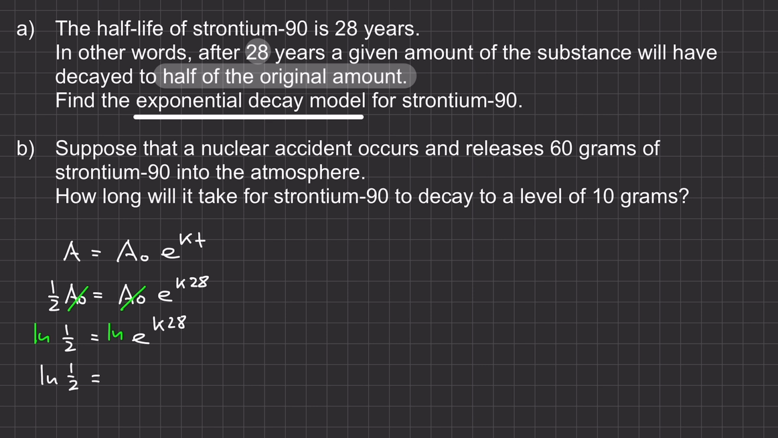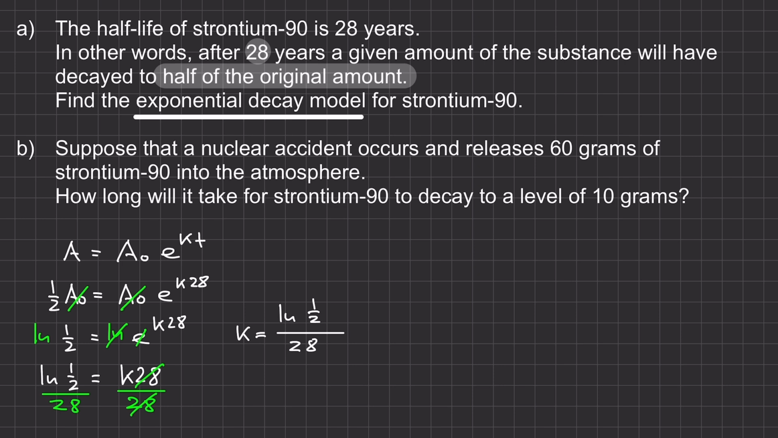And with the inverse property, we get k times 28. Now we are going to divide by 28 on both sides. So we get k equals ln of 1/2 over 28.